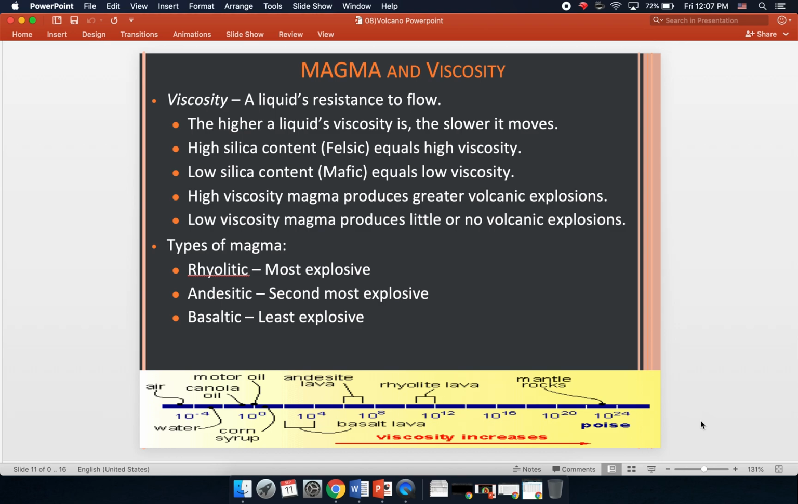So this explains why some volcanoes are very explosive, while others are not very explosive. It all just depends on the silica content of the magma inside the volcano and how viscous or not viscous the lava is, how easily it flows or how resistant to flow the magma is.